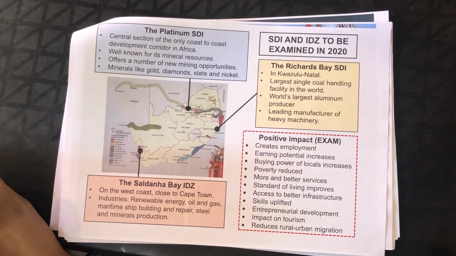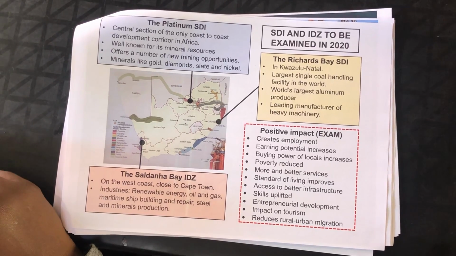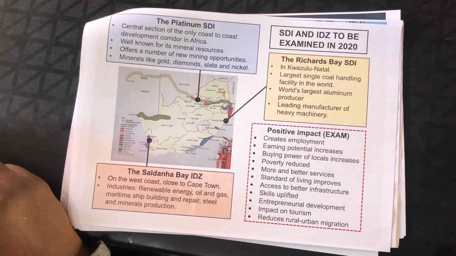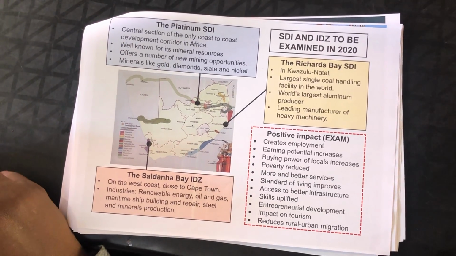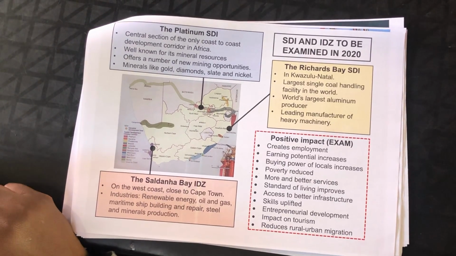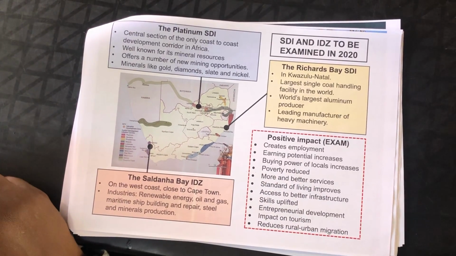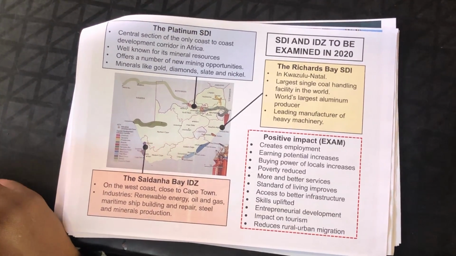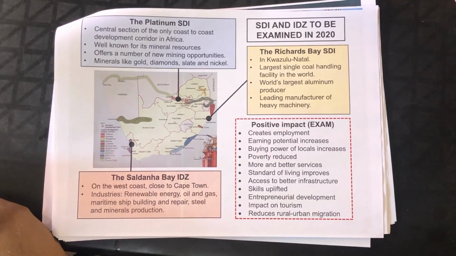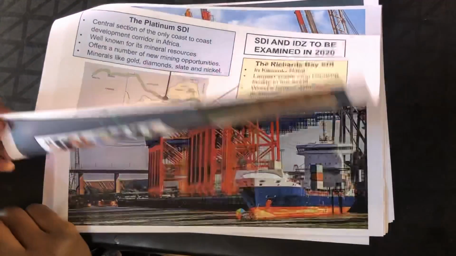Now, these strategies have created employment, which is a positive impact. Their earning potential increases. They have reduced poverty. They've provided better services for people, and this has also improved standard of living for people. It has also led to development of infrastructure, roads, and it has also uplifted skill development. It has also positively impacted on tourism and has reduced rural urban migration. Like I said, it is a way of decentralizing industries.